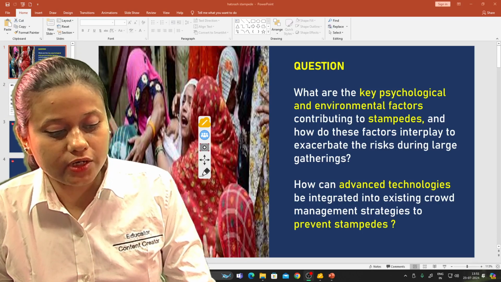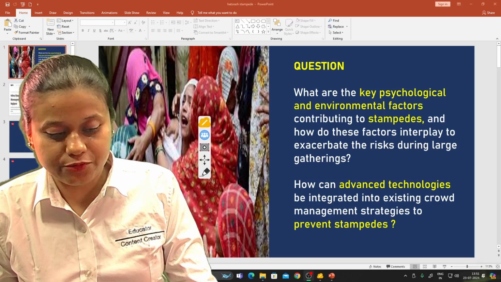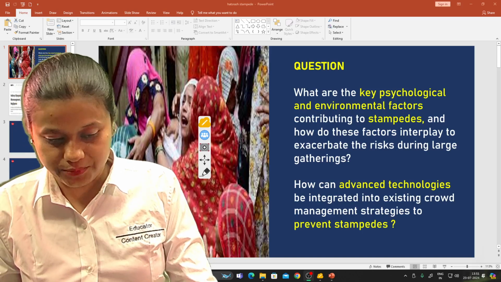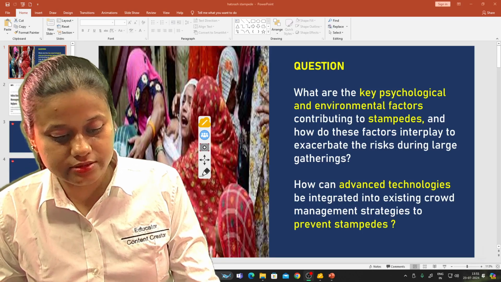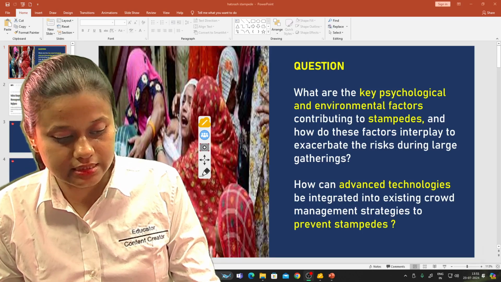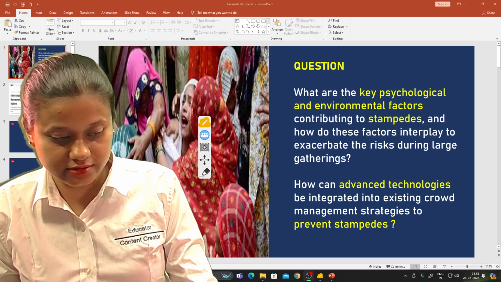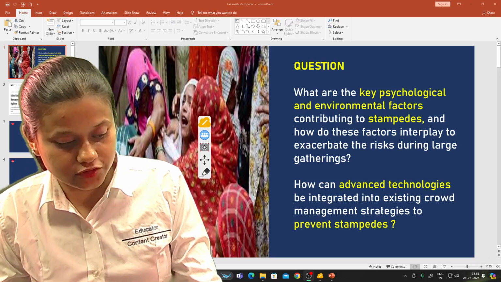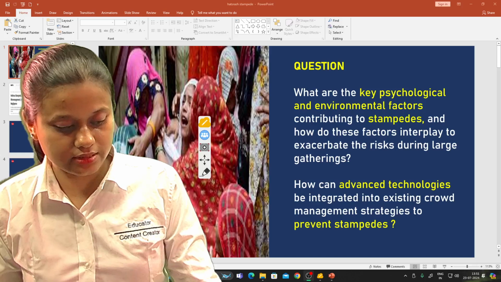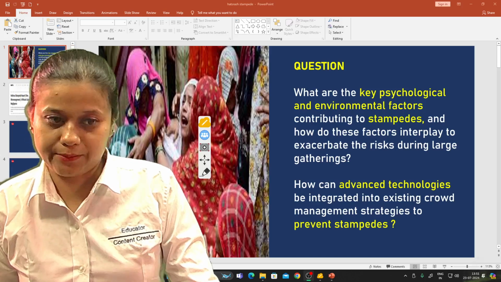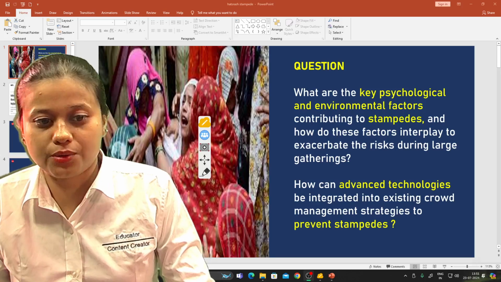Now, what are the key psychological and environmental factors contributing to stampedes, and how do these factors interplay to exacerbate the risk during large gatherings? How can advanced technologies be integrated into existing crowd management strategies to prevent stampedes? So this is a two-part question.